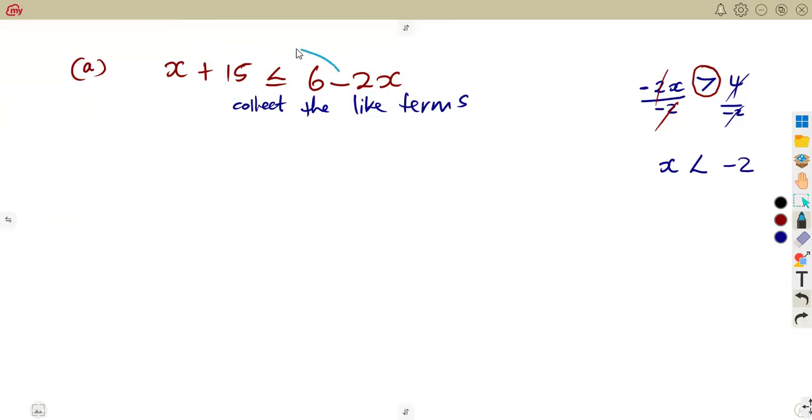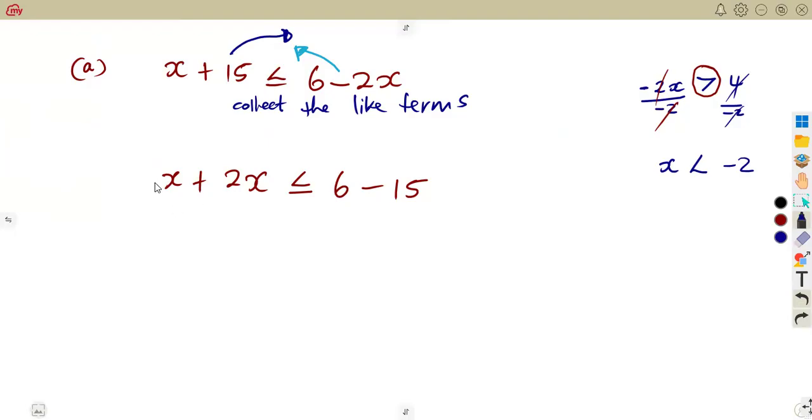All right, let us take the minus 2x to the other side. This is going to give us a positive. So that's x plus 2x is less than or equal to the 15 to the other side of the equation. It was a positive, so there it is going to give us a negative. So that's 6 minus 15. So you have to consider that collecting of the like terms, then you can simplify the left-hand side, also simplify the right-hand side.